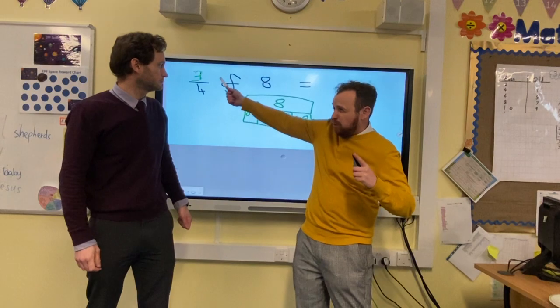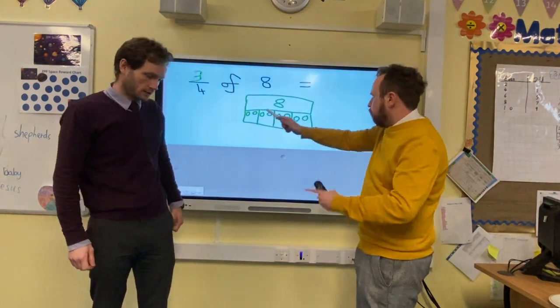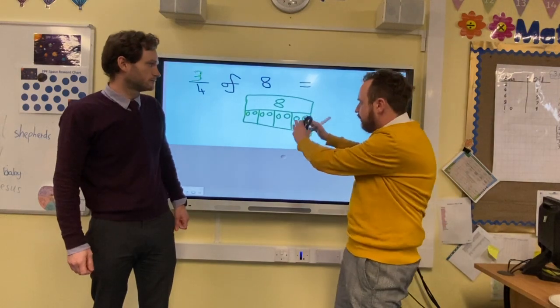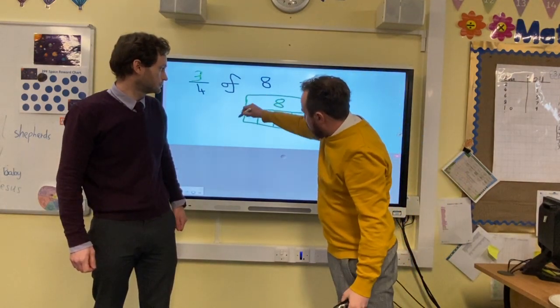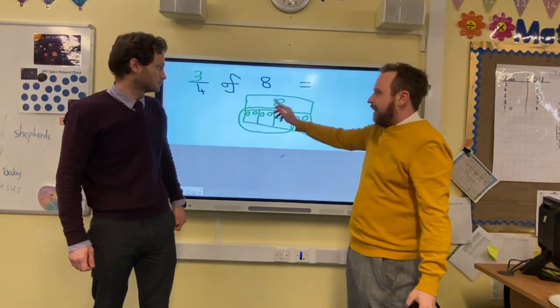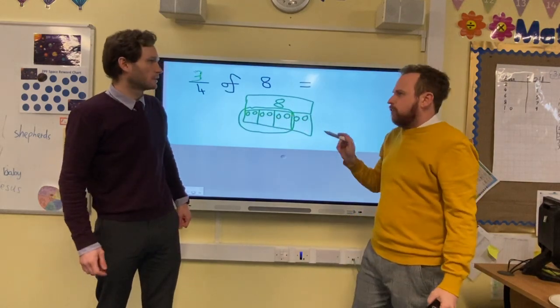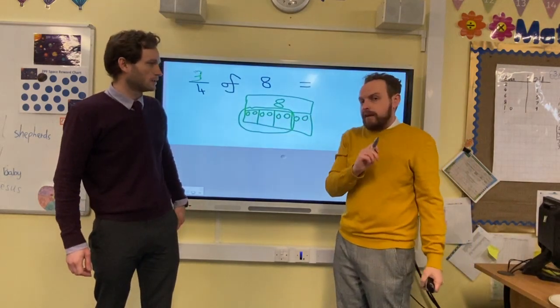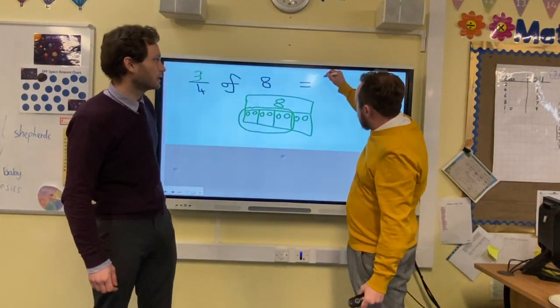So if it's 3/4, I'm guessing I need to look at 3 plates. So there's 1, 2, 3, 4, but I only need to look at what's on 3 of them. So I'm going to circle 3 plates here, 1, 2, 3, and count how many is on those plates. So we've got 2, 4, 6. So I think 3/4 of 8 would be 6. You're absolutely right. Great, so let's pop that answer in.